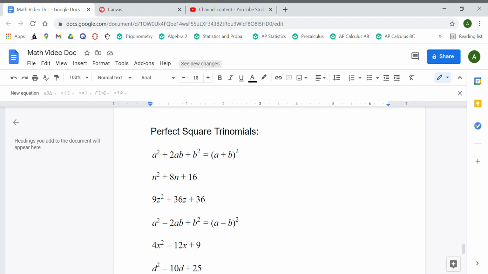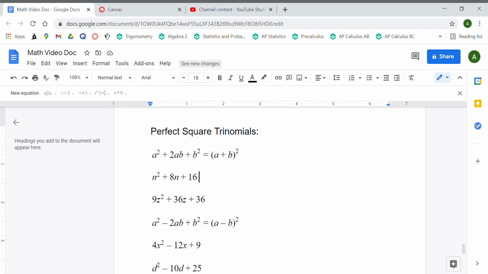Now, this one. So there's 2 rules to factoring perfect square trinomials. So let's take a look here. So we have n squared plus 8n plus 16. Notice that the square root of n squared is n, and the square root of 16 is 4. And so if we were to multiply 4 and n together, we get 4n. However, that needs to be doubled, so we get 8n.